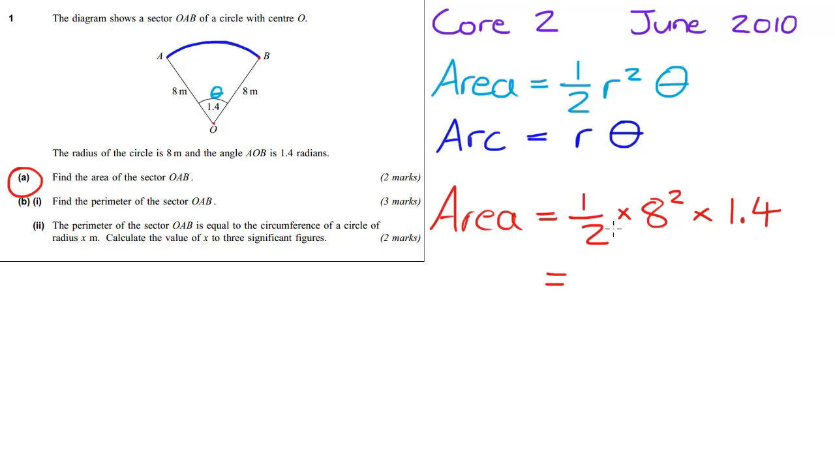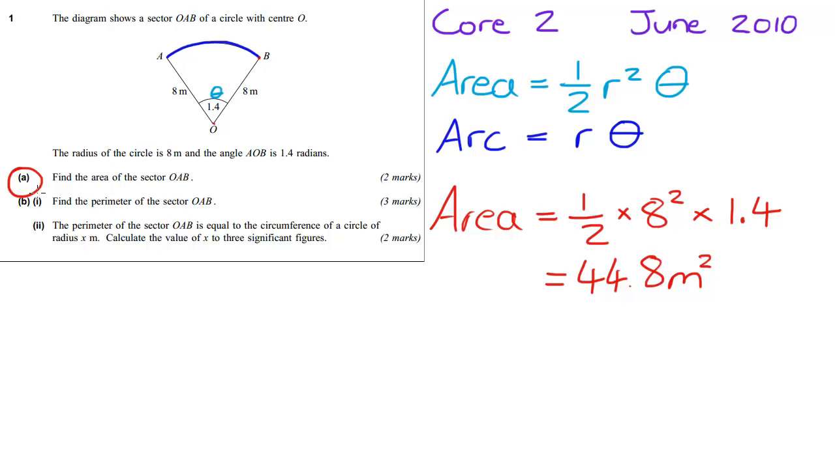So if we do that on my calculator, we will get 44.8 meters squared. I don't think they care too much about the units there, but 44.8 meters squared is how big that sector is. So let's go on to the next one.